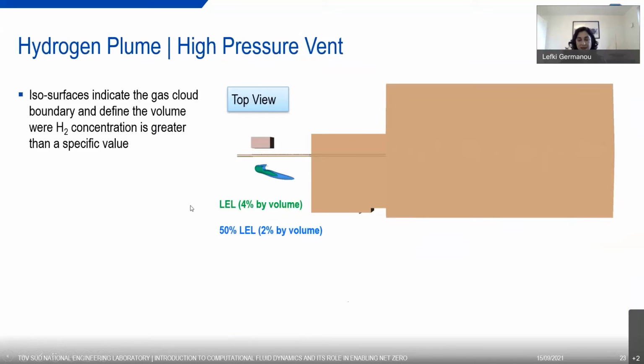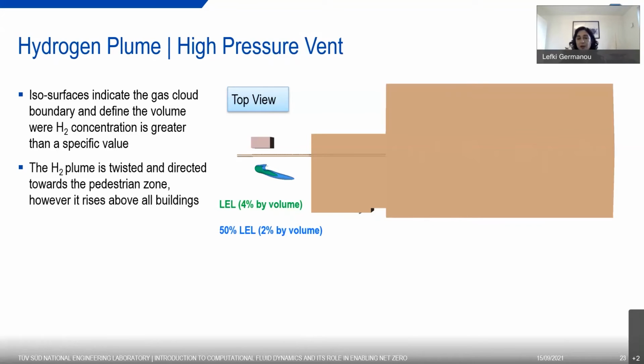Another way of visualizing our results is using the isosurfaces. These indicate the gas cloud boundary and define the volume where hydrogen concentration is greater than a specific value. For example, here you can see, colored with green, the isosurface which encloses the volume where the hydrogen concentration is greater than 4%. Respectively, the blue isosurface encloses the volume of air where the concentration of hydrogen is above 2%.